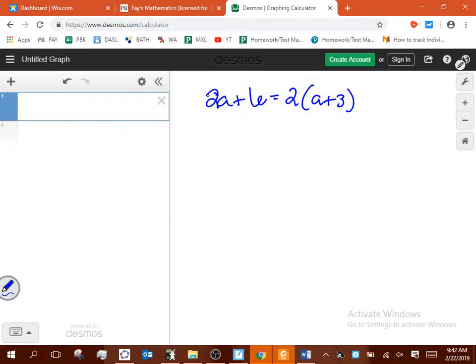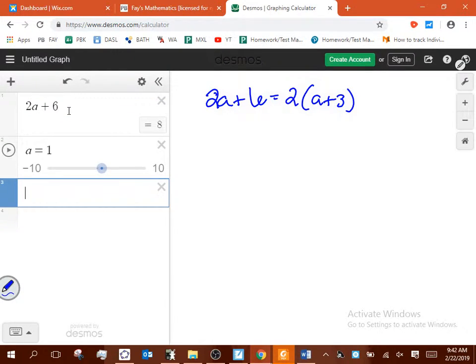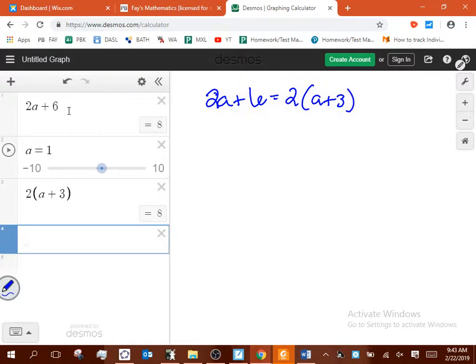Okay. A is, let's say, 3. On the left-hand side, I take 2 times 3 plus 6. If a is 3 on the right-hand side, I'm taking 3 plus 3, and then multiplying that by 2, right? So the order of operations, the substitution there is different. So let's say that I have 2a plus 6 on the left-hand side. I'm evaluating that for a. If a is 1, there you see I get 8. And if I do 2 times a plus 3 on the right-hand side, a is 1 again, you see I get 8.